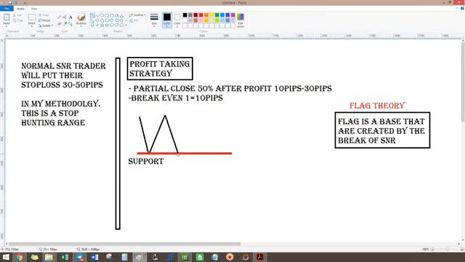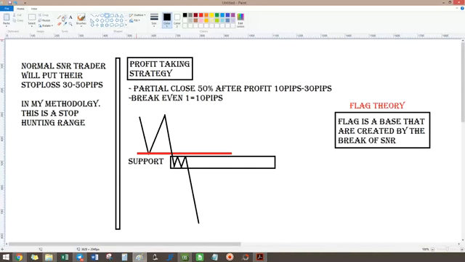And then there will be a break. It breaks your support level. After it breaks, it will create a base, a drop base drop supply zone, when it decides to go further down. So on this break, we'll create a flag. That's how the flag is created.